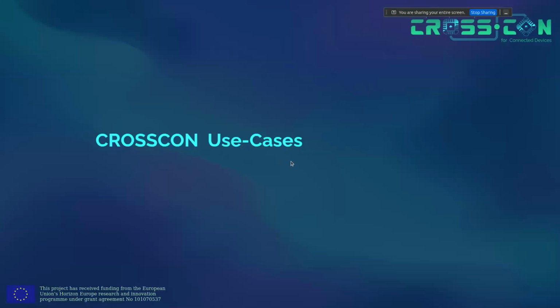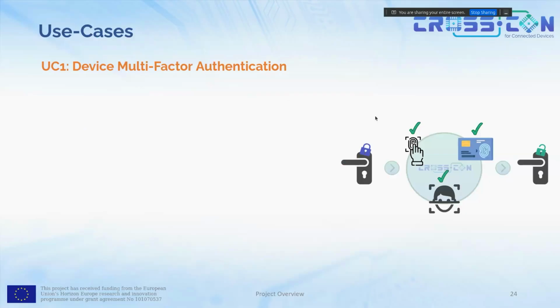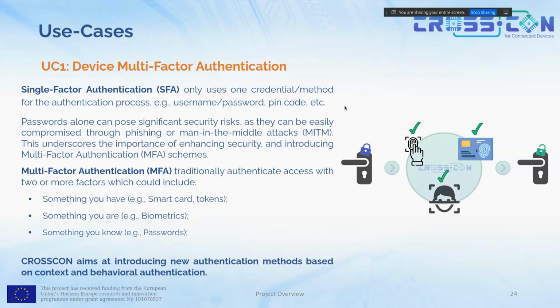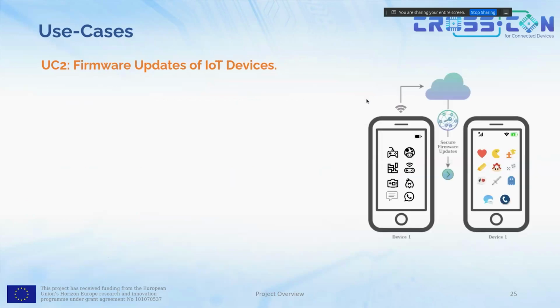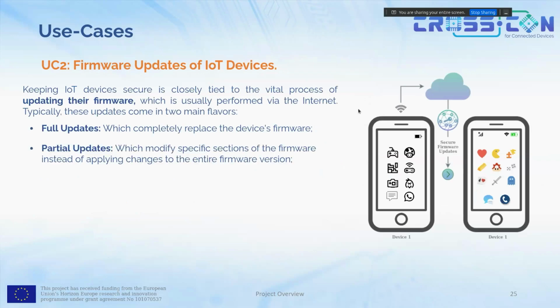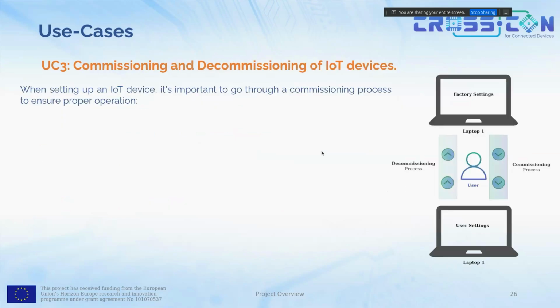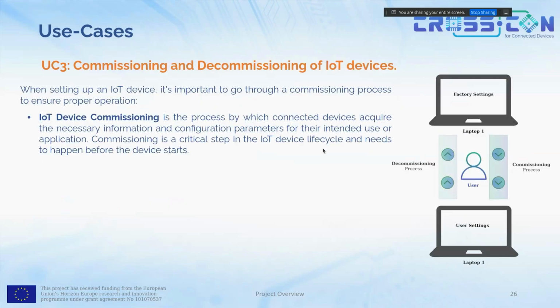So, use cases. Jumping to the use cases of the project, the first one is related to multi-factor authentication, where CrossCon will use newly developed trusted services to introduce new authentication methods based not only on something you are, something you have, or something you know, but also considering the environment context and behavior. Use case 2 is to provide firmware updates of IoT devices, covering secure update over the air. Use case 3 is related to commissioning and decommissioning of IoT devices.